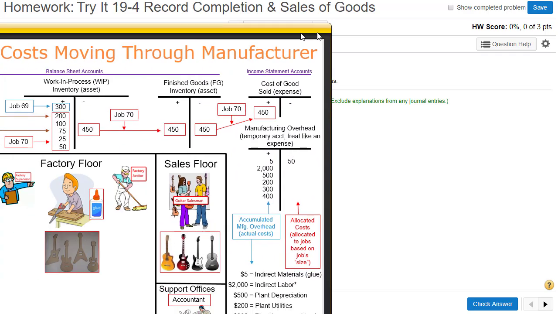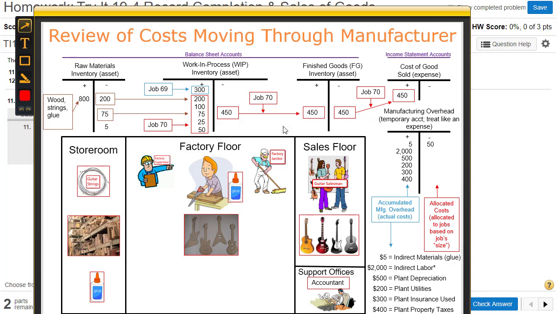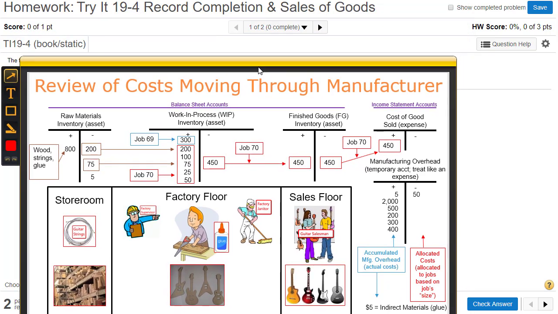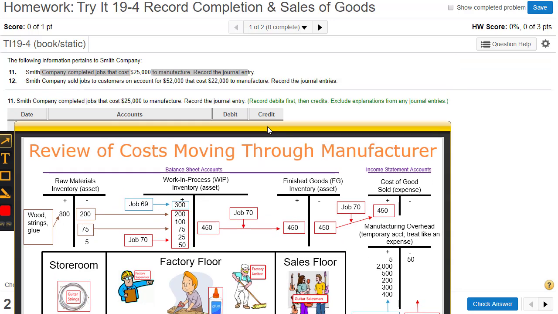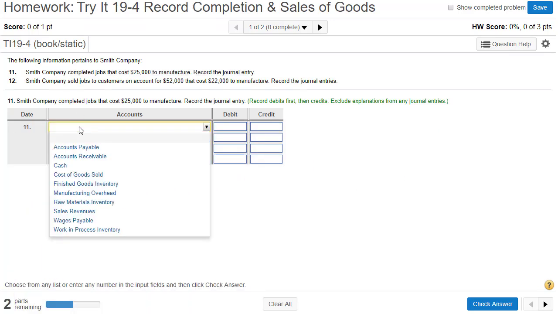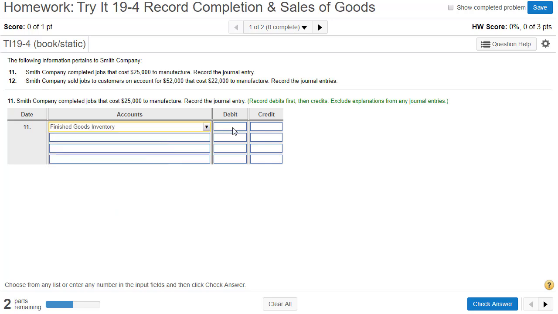So going back to our slide with the balance sheet accounts and then the income statement accounts. When a job is finished, that means it's going to leave the work in process account and go over to finished goods. So work in process will be lowered with a credit and finished goods will be increased with a debit. And of course we have to do debits before credits, so we're going to debit finished goods inventory for $25,000, the cost to make those products.